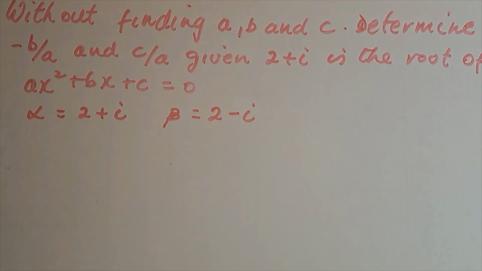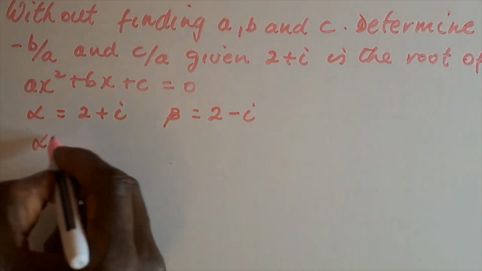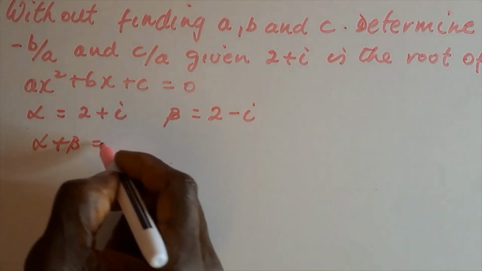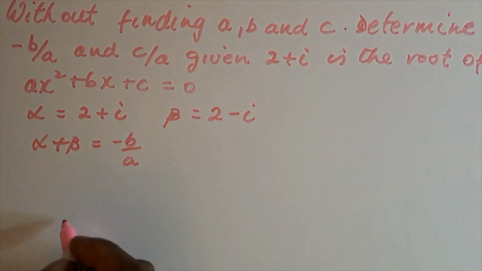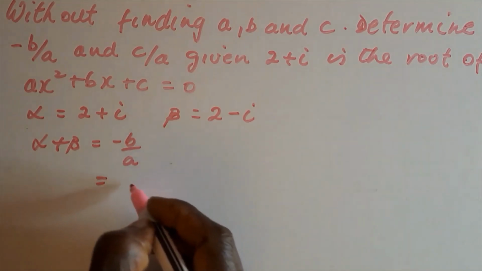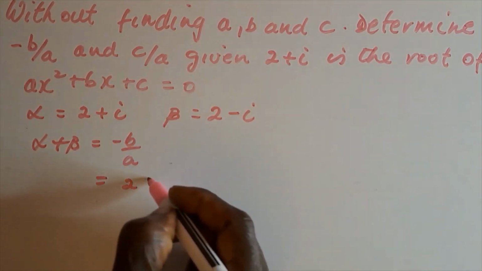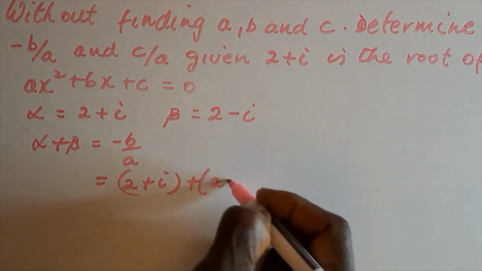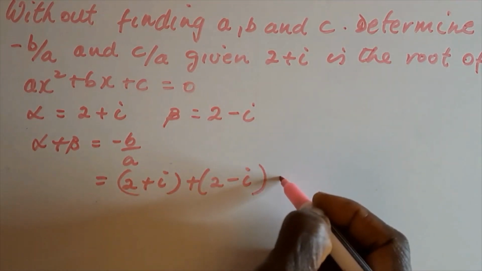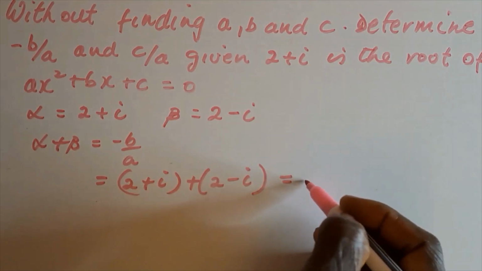So we know that alpha add beta is equal to minus b over a. And we can write this as 2 add i added to 2 minus i. And this is equal to 4.